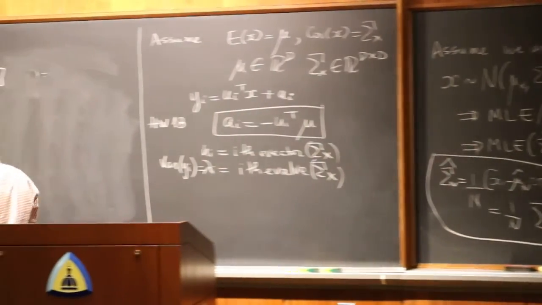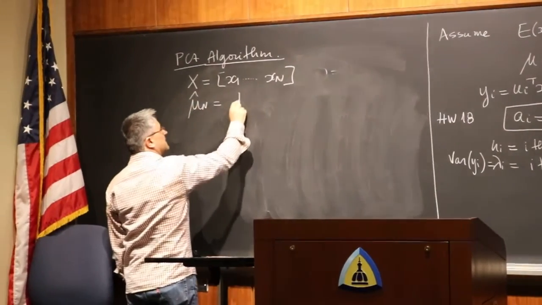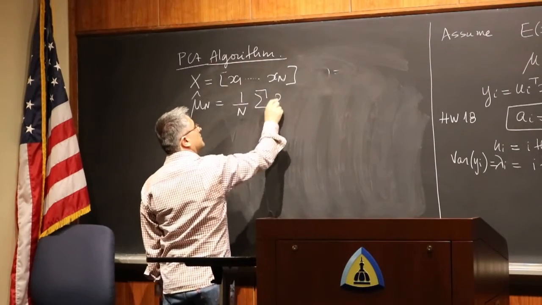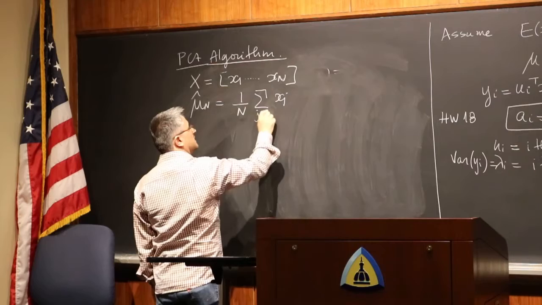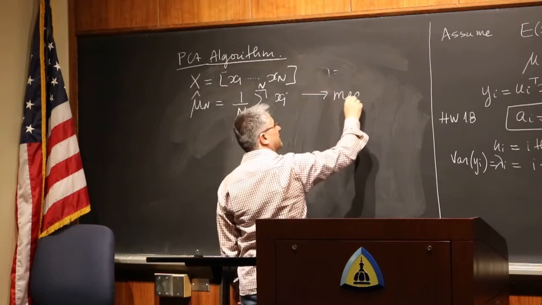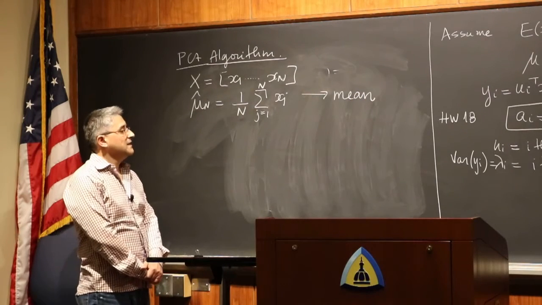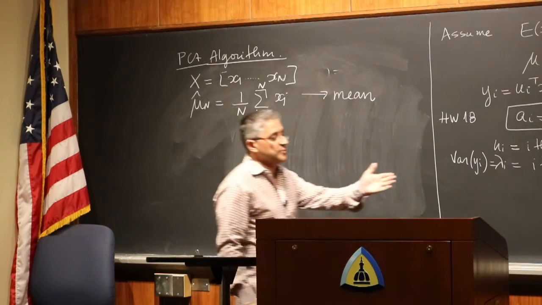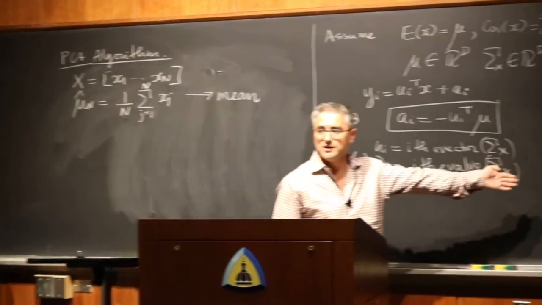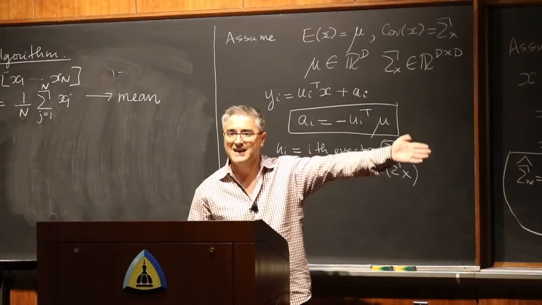So the first thing I'm going to do is compute the mean, and that is just the average of the data points: the sum of xj's, j equals 1 to n. That's the first step of the algorithm. The second step would have been to compute the covariance, but I don't want to. I want to do something potentially more efficient, and I've shown you from the far right that the data is enough.